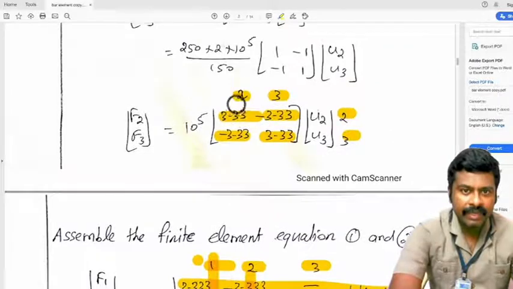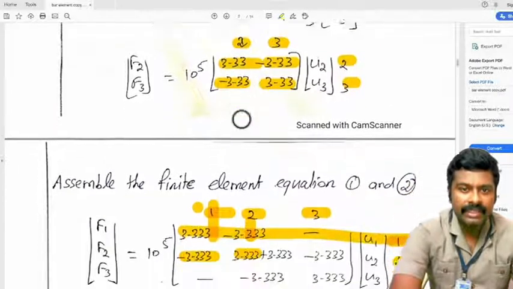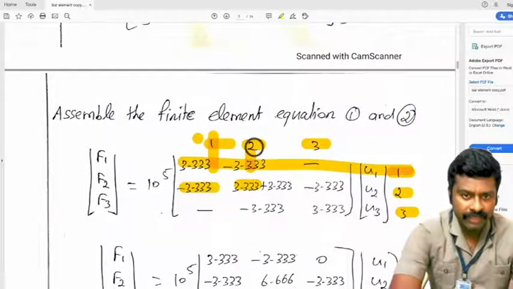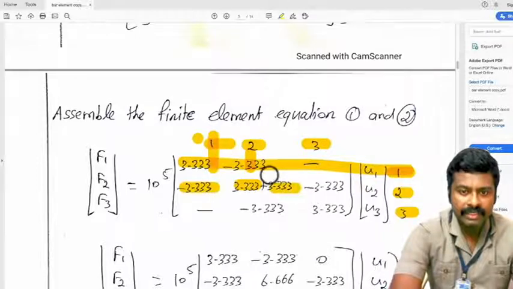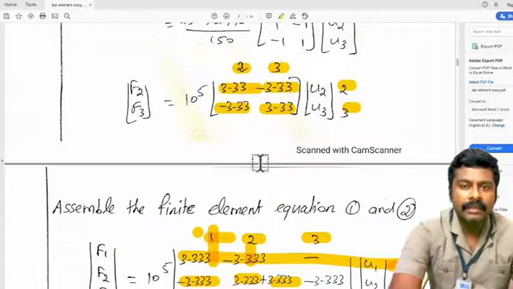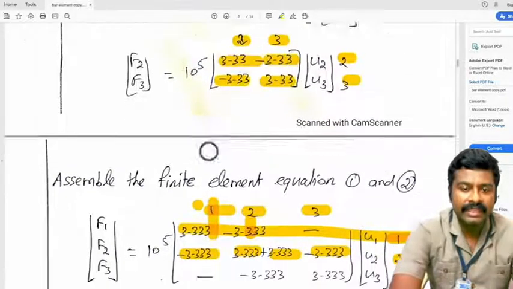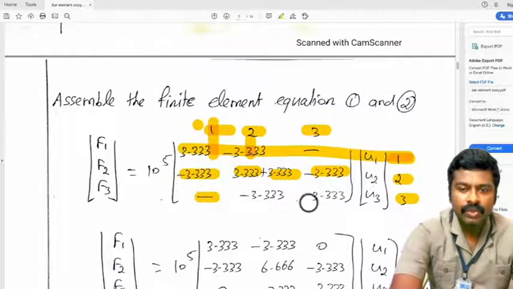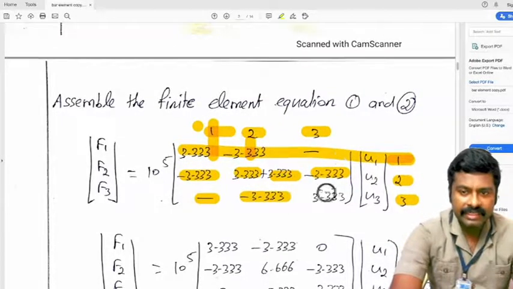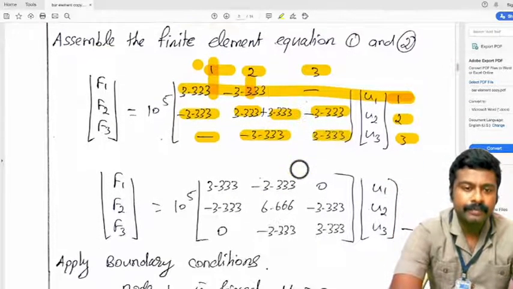For second element, k22 equal to 3.33. Therefore here we substitute, put the value k22 equal to 3.33, and k32 equal to minus 3.33. Therefore k32 equal to minus 3.33. There is no k13, therefore simply we put dash. k23 equal to minus 3.33. k33 equal to 3.33.